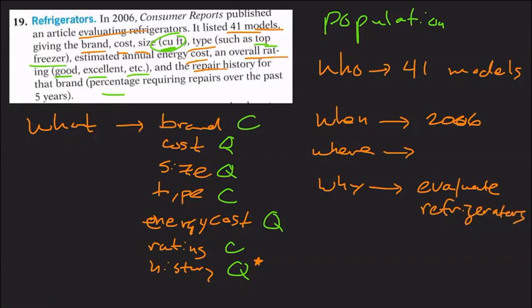And if we know our why, then let's think about our population. They only studied 41 models of refrigerators, but did they want to learn about a bigger group of things? If their goal is to evaluate refrigerators, probably they want to know about all refrigerators. Again, this may be a little bit of a judgment call. Maybe you would say there's not enough information, or maybe you would say that based on the information, we can conclude that they would want to know about all refrigerators. So we'll just go ahead and make that assumption. And then lastly, how? Did it tell us how they collected this information? It did not. So this is all the information we could gather for this one. At this point, let's go ahead and pause the video and work on the first part of the classwork.